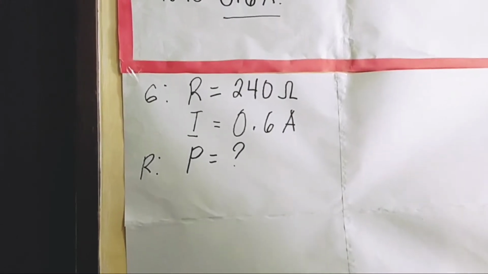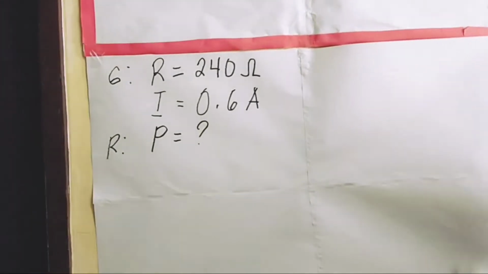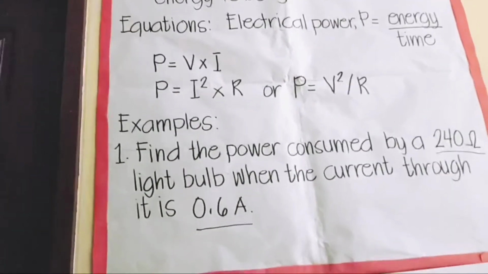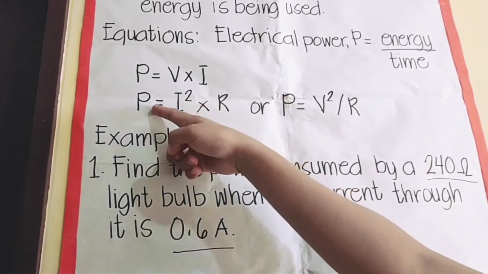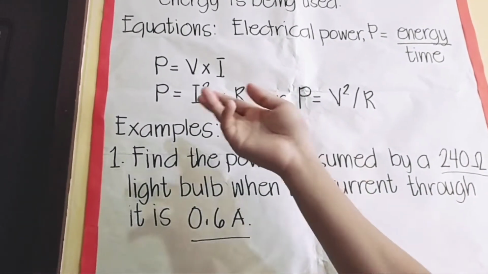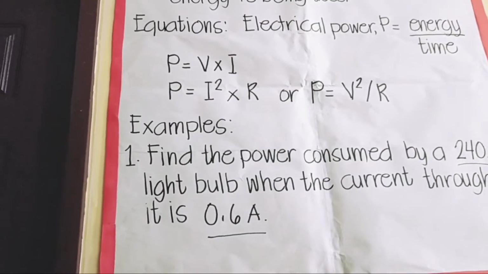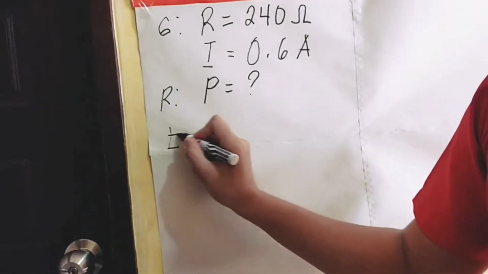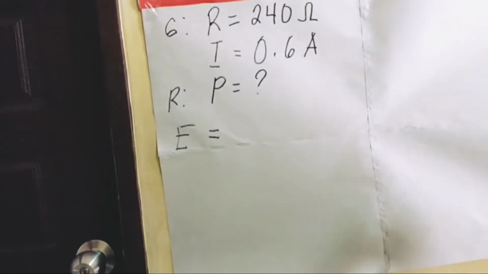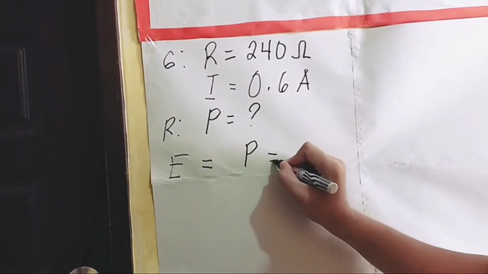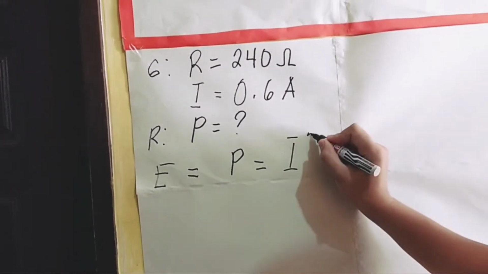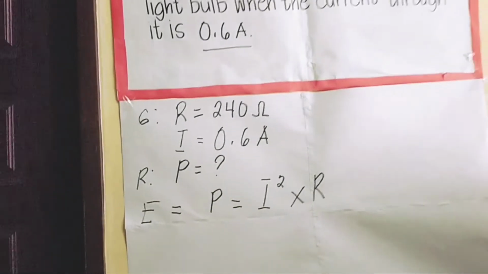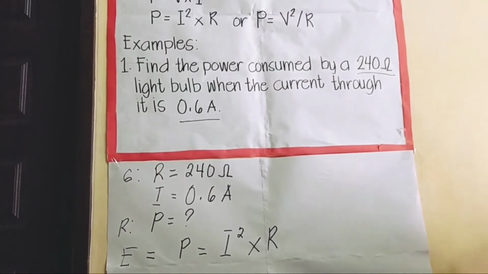What equation are we going to use? Equation number 1, 2, or 3? We are going to use equation number 2 because current and resistance are given in the problem. So our equation is P is equal to I squared times R.